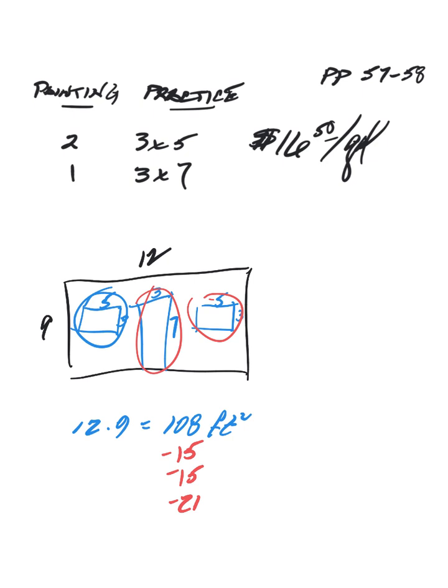So in the table it tells you what is the total area. Well, we found that to be 108. How much of that total area is not going to be painted? Well, 15 square feet for each window and 21 square feet for the door. Add all those up and you get 51. So the painted area would be the difference between 108 and 51. So 57 square feet would be painted.